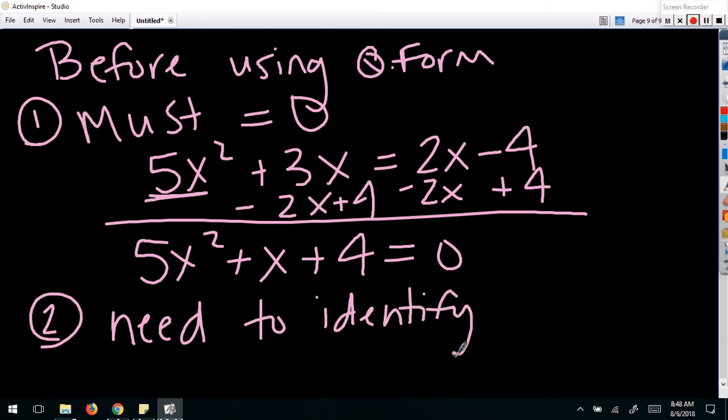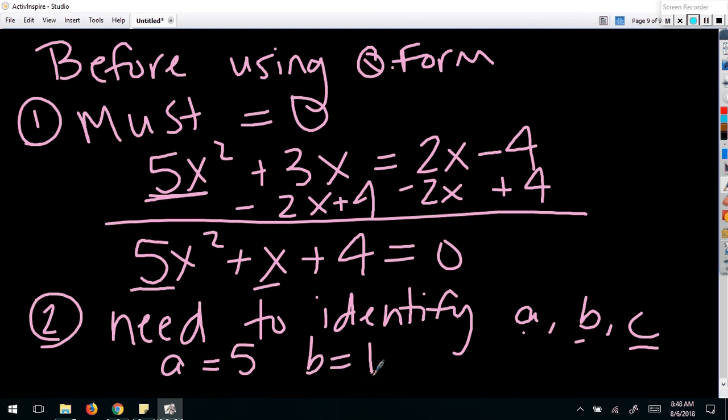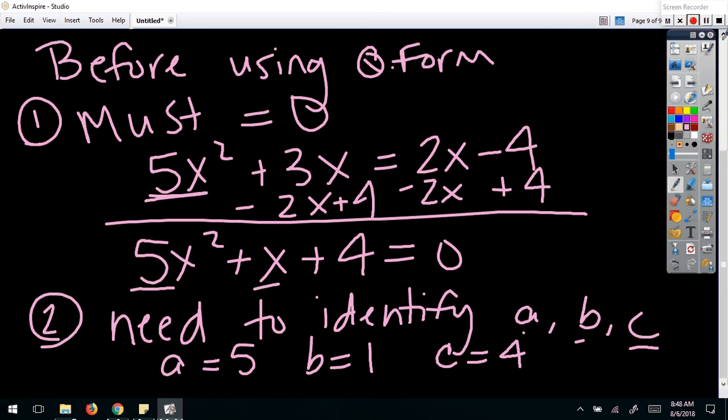In any order that you see it written, okay, if this had been x plus 5x squared plus 4, you need to be able to tell a is the number in front of x squared, b is the number in front of x, and c is the constant. So here, a would be 5, b would be 1, and c would be 4. Now I'm ready to use this quadratic formula, okay? So make sure these two things happen before you start the quadratic formula.